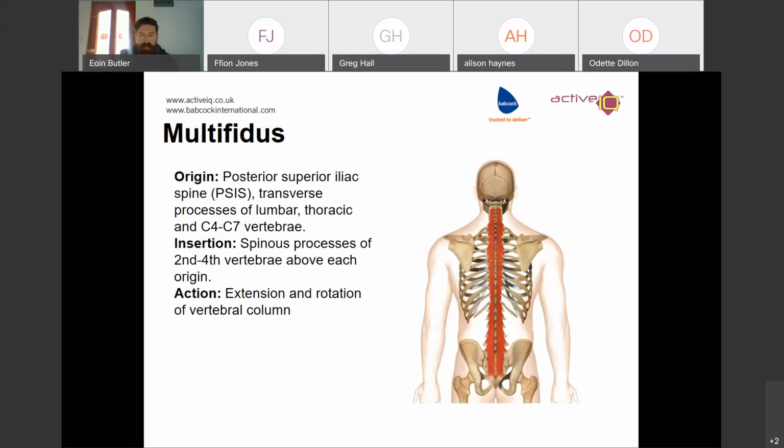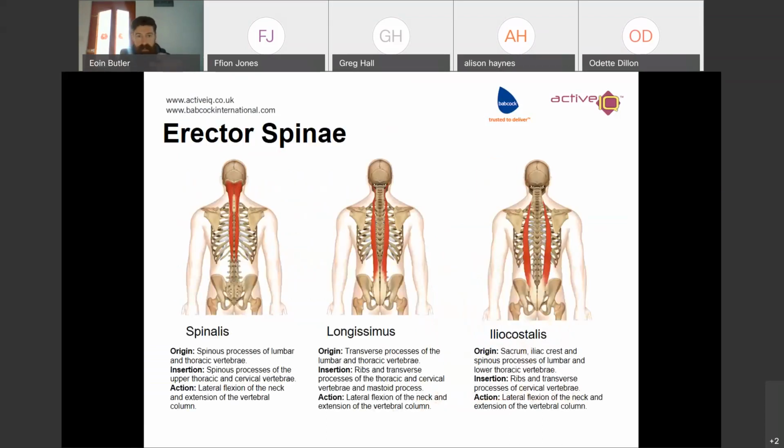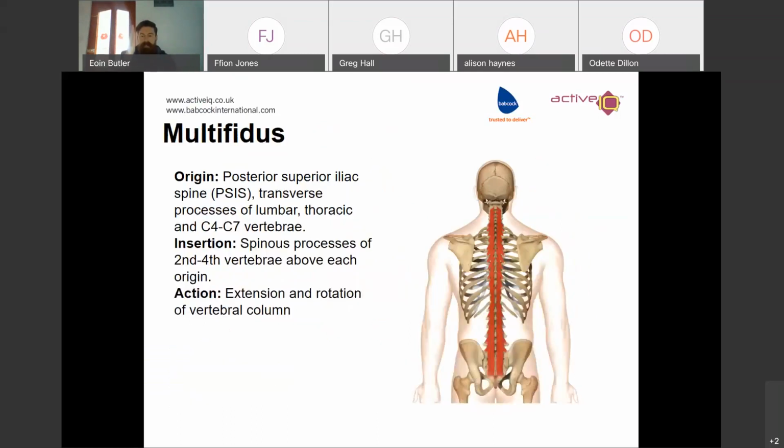The origins of all three erector spinae muscles are at the bottom, with insertion at the top. With the multifidus, we have origin, insertion, origin, insertion, origin, insertion as it works its way up along the spine. So it's like lots and lots of different muscles up along the spine, as opposed to erector spinae, which is one big long muscle.